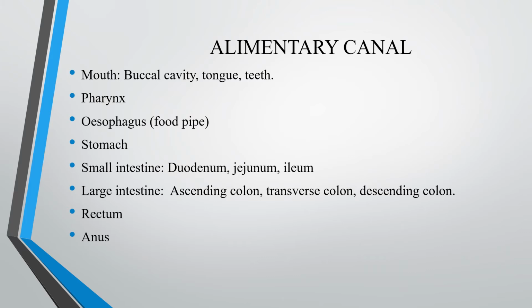The parts of the alimentary canal: mouth, buccal cavity. Buccal cavity includes tongue and teeth, then pharynx, esophagus, commonly known as food pipe, then J-shaped stomach, small intestine, large intestine. Small intestine has three parts: duodenum, jejunum and ileum. Large intestine has ascending colon, transverse colon and descending colon, then rectum and anus.